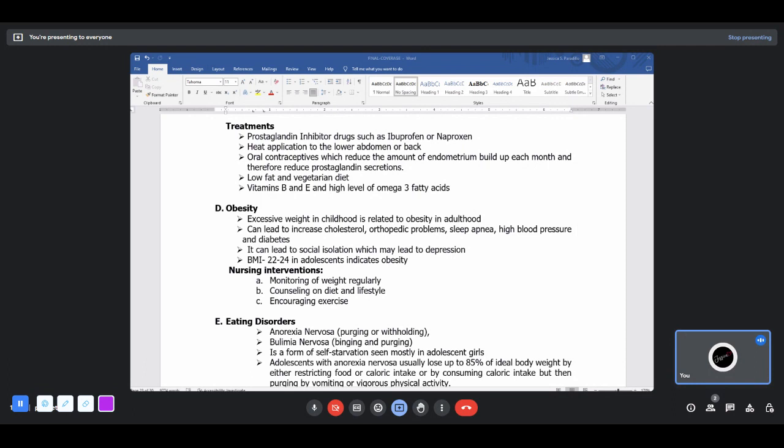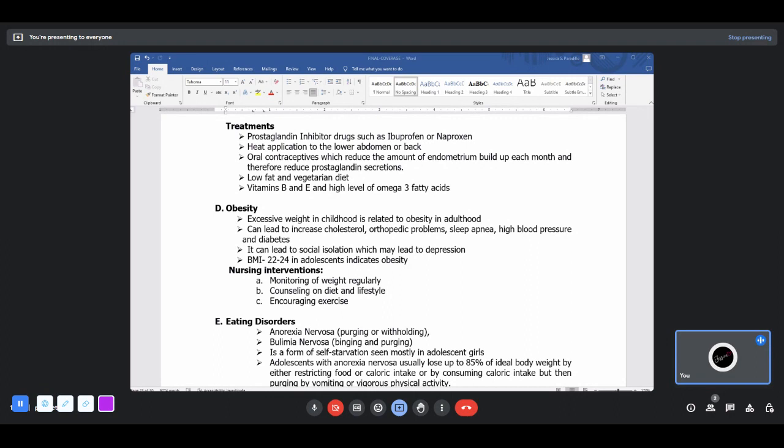Another one is heat application. Okay, hot compress to the lower abdomen or sa back to relieve the pain. Another one is the oral contraceptives, which reduce the amount of endometrium built up each month and therefore reduce the prostaglandin secretions. Okay, we have also diet for dysmenorrhea, low fat and vegetarian diet. It was shown to increase serum concentration of sex hormone binding globulin and reduce dysmenorrhea symptoms. Itong diet na to, low fat and vegetarian diet.